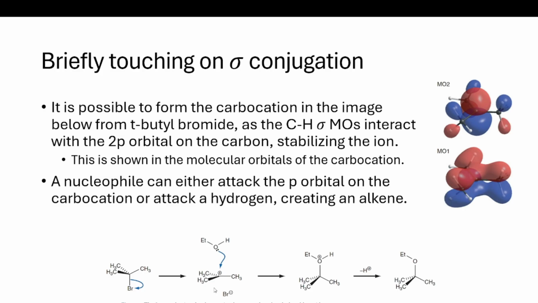Now, going on about this carbocation, if we have some sort of nucleophile, which just means seeking positive charge, well, what it can do is it can either attack the carbocation's lone p orbital, or attack some sort of hydrogen. Like say, for example, in the CH3 group, it could attack a hydrogen, which creates the alkene. We're looking at the substitution SN1 mechanism for t-butyl bromide.